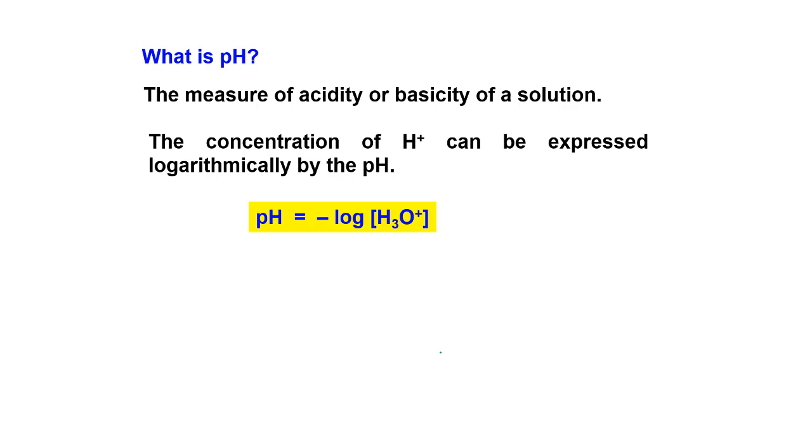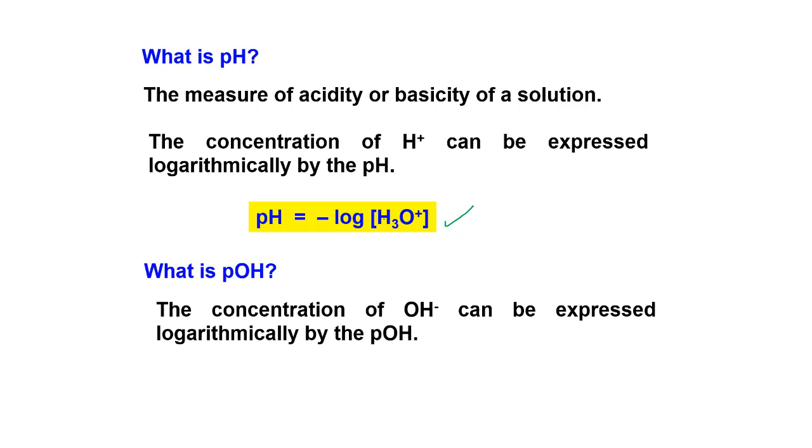Okay, jadi apa formula nak kira pH? pH equals to negative log concentration of hydronium ion. So, ni log asas 10 sahaja. So, kalau kita tahu concentration of hydronium ion, nak cari pH, kita negative logkan concentration hydronium ion tersebut. Satu lagi term yang baru awak jumpa adalah pOH. So, pOH, the concentration of hydroxide ion can be expressed logarithmically by the pOH. Jadi, sama sahaja, cuma pOH kita negative logkan concentration of hydroxide ion.